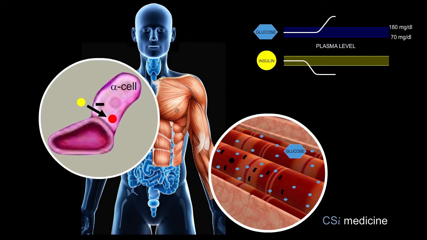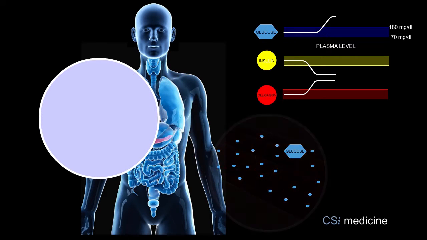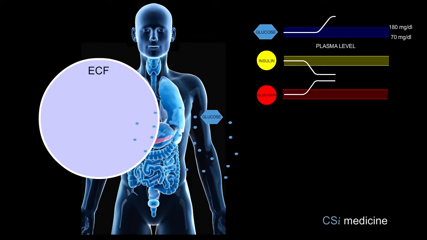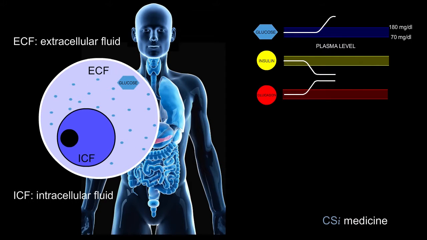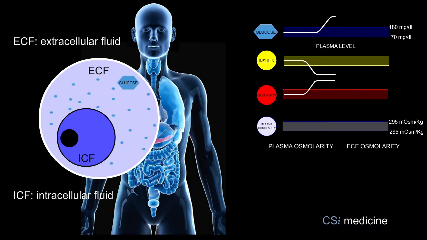Also, in the absence of insulin, unopposed release of glucagon further aggravates the rise in ECF glucose by the mechanisms we have previously discussed. As glucose is an osmolyte, and as it cannot enter cells in this situation, hyperglycemia is accompanied by a rise in the osmolarity of the extracellular fluid relative to the intracellular fluid.